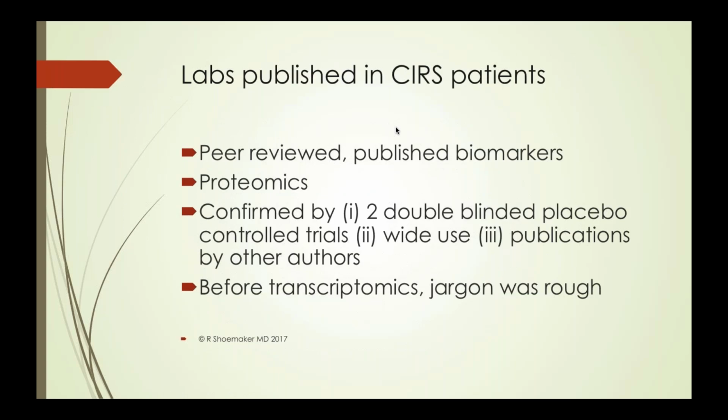The labs that we've published that I'm going to have you go through, these proteomics, are in peer-reviewed journals. We have 2 double-blind randomized controlled trials that support this. And now we've even, as I said, gotten into the transcriptomic side, which I think is really important in this patient population.